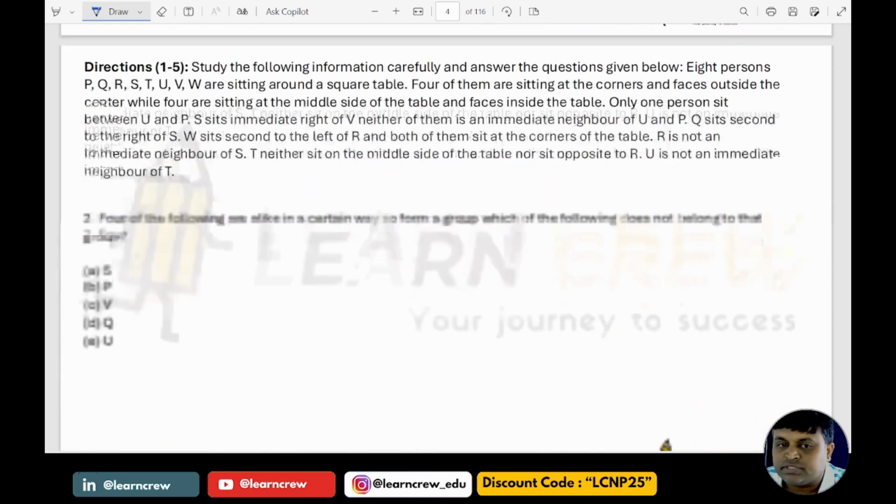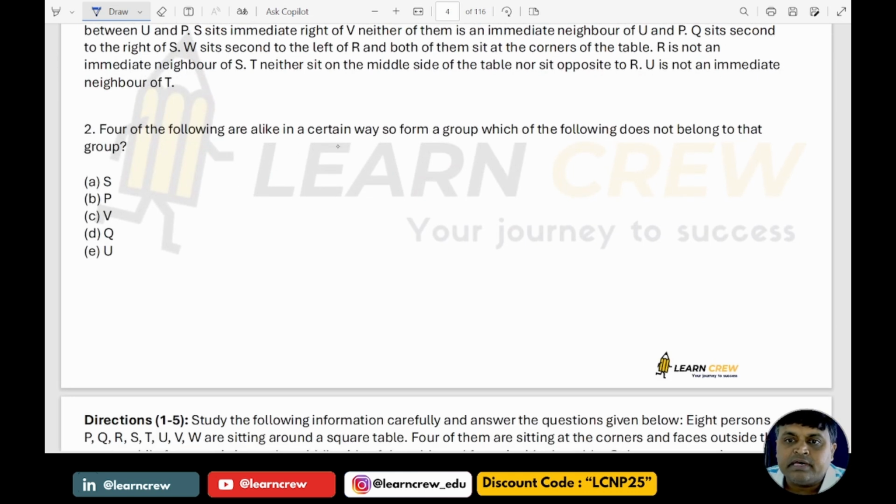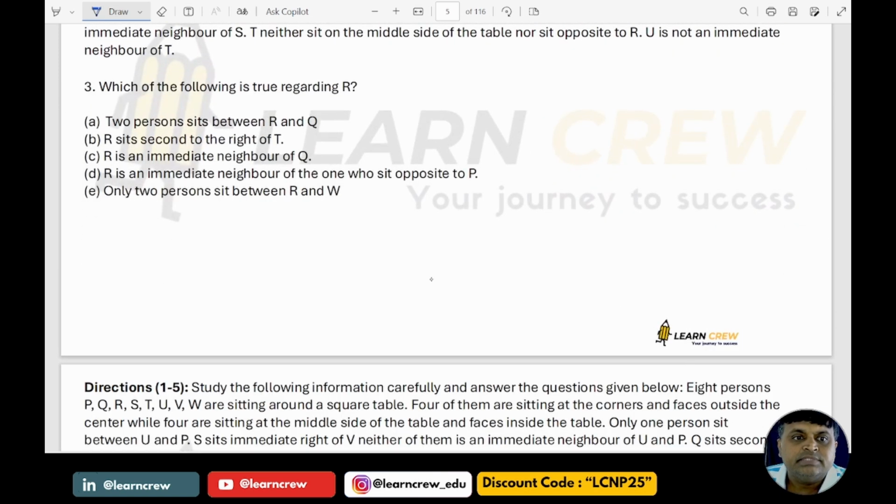Now second question. 4 of the following are alike and which is different? So here which is different? V is different because all the remaining are facing towards the center, whereas V is facing outwards. It is in the corner. Next, which of the following is true about R? If you see, 2 persons sit between R and Q, which is correct. It is P and T. So it is correct.